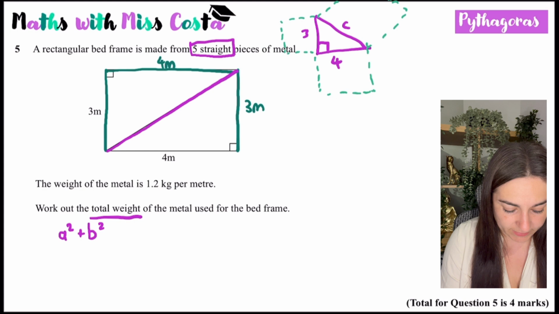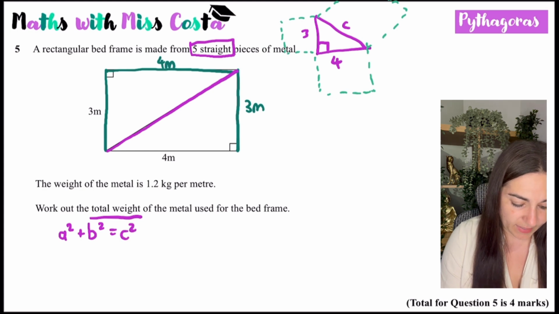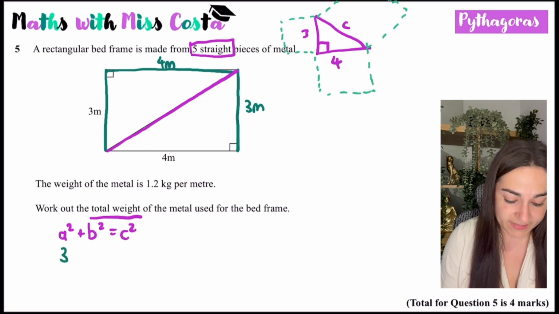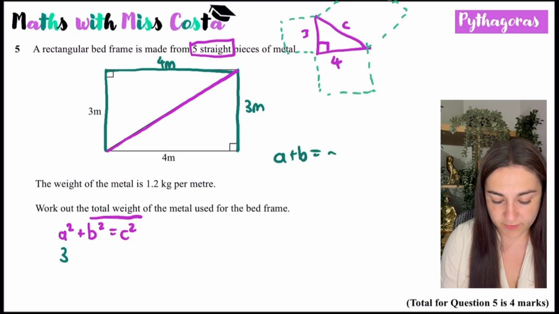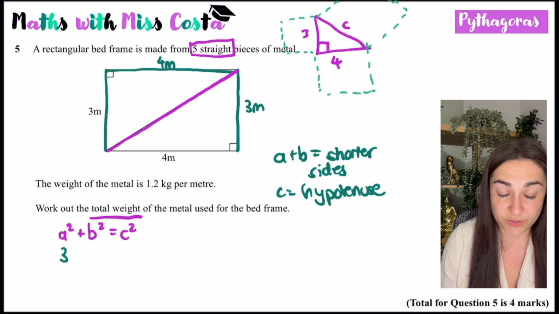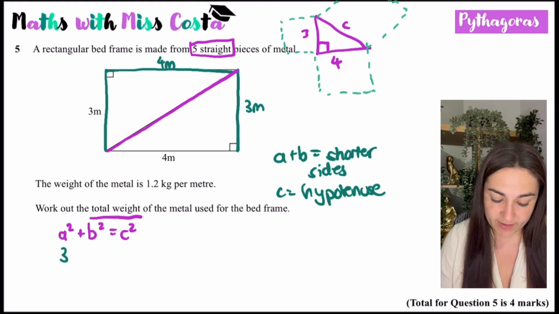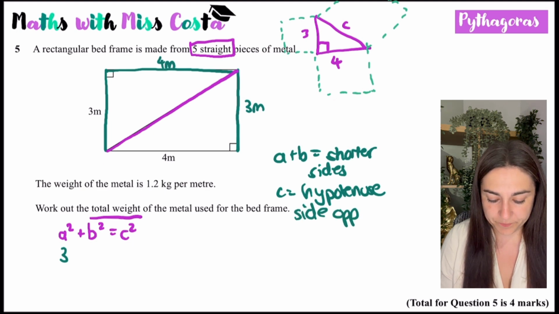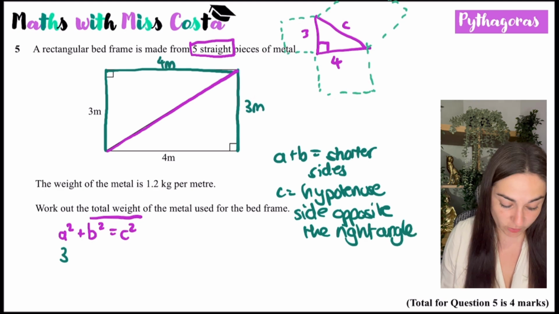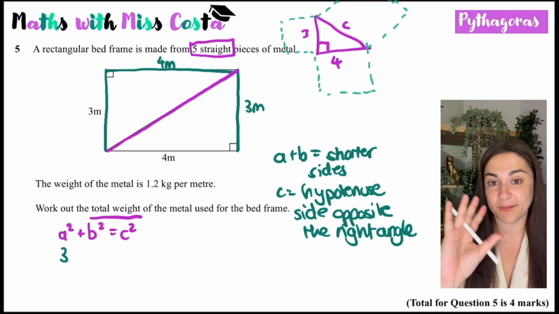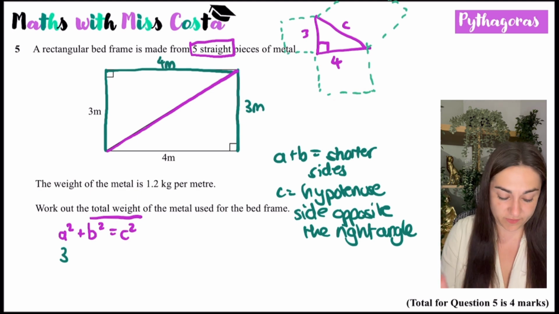So I know a squared plus b squared equals c squared. So a and b are the shorter sides, and c is always the hypotenuse. The way you identify which one is the hypotenuse is it's the diagonal one, the side opposite the right angle. So that's how you know whether you're going to have to add or subtract, because c is the longest side. It doesn't matter which one you label a and b, they're both the shorter sides.